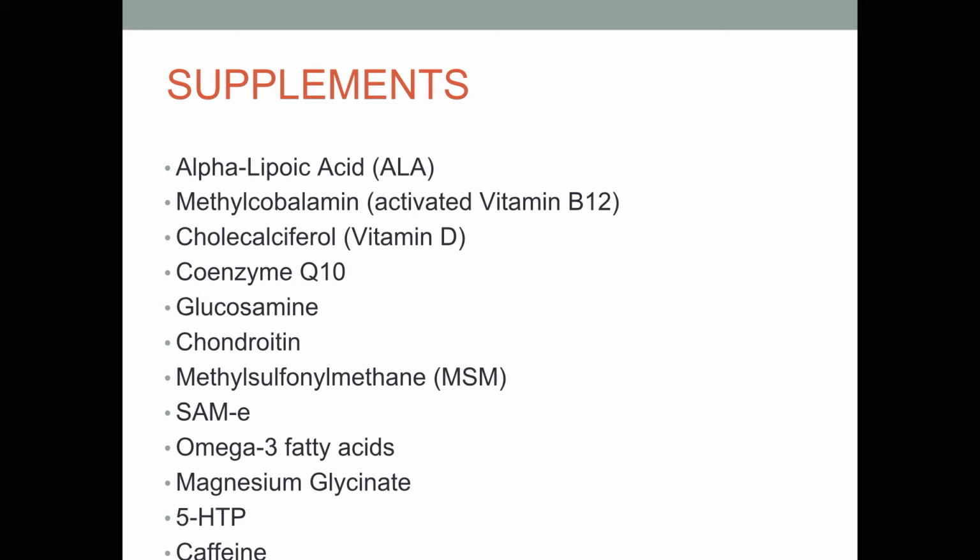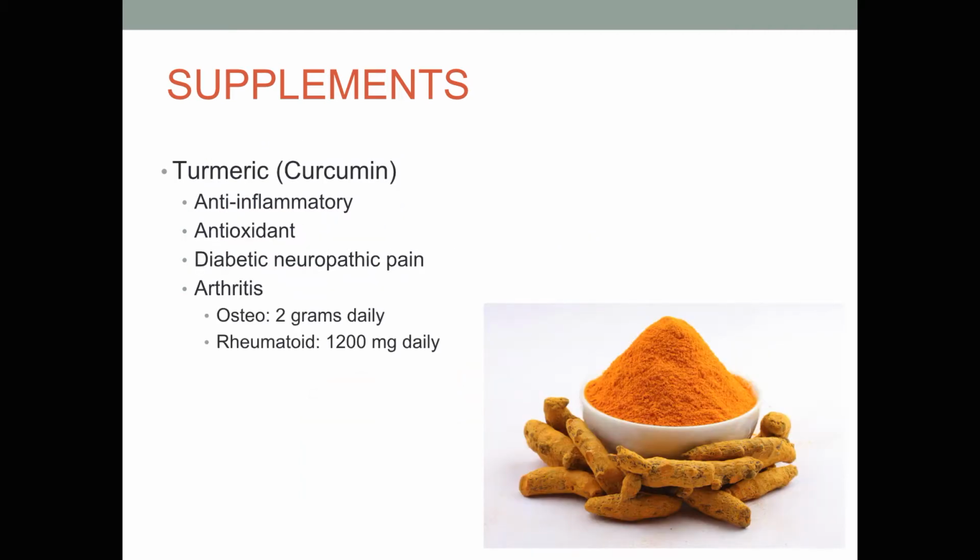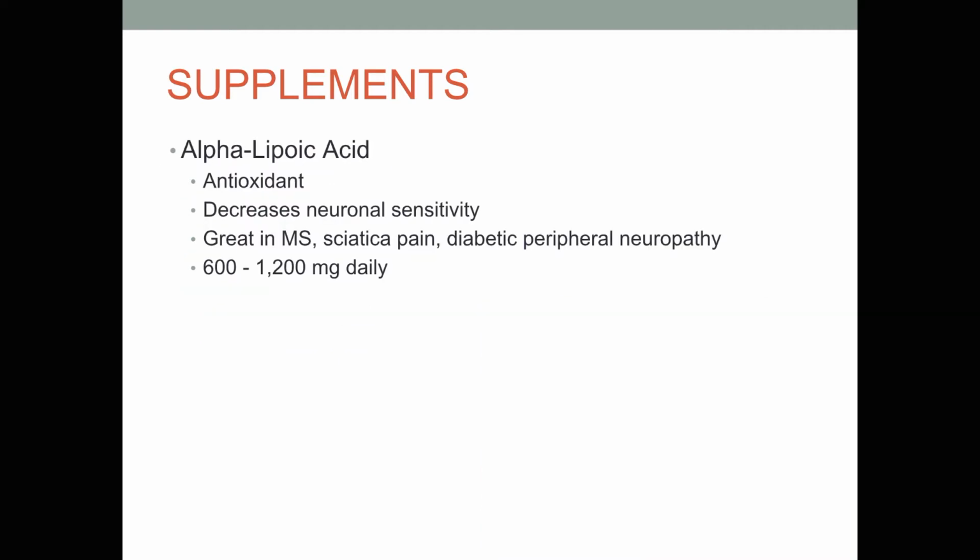There are a lot of supplements that can help with pain, so we're going to go over some of those individually. Omega-3 fatty acids can be very helpful for decreasing inflammation. You can see some of the doses here. Turmeric or curcumin is also very helpful at decreasing inflammation. We get lots of great feedback from people using this product to reduce their pain. Alpha-lipoic acid can be very beneficial with neuropathy.